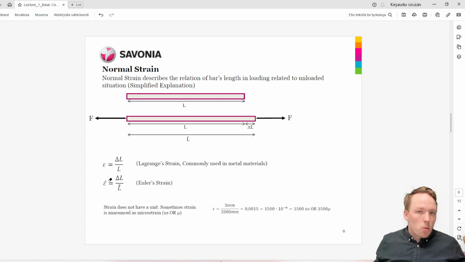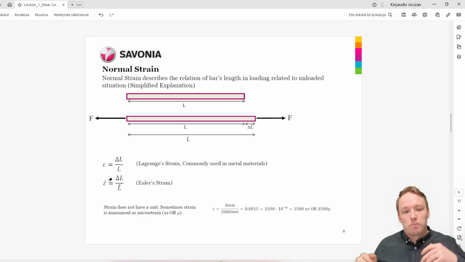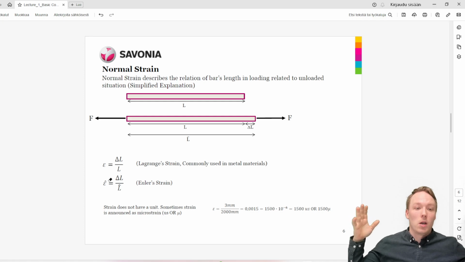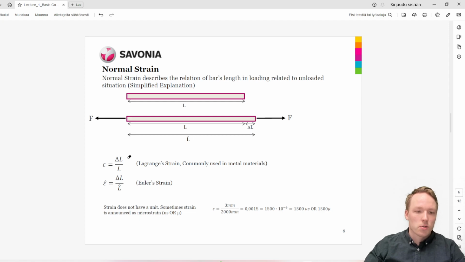The Euler strain, the other way to calculate these things, is mainly used for soft materials, materials like rubbers, for example, which are really soft. So when you apply load, they can get quite a lot longer. The difference between Lagrange strain and Euler strain is that in Euler strain, the change of length is divided by the final length of the material. In this example, the change of the length would still be 3 millimeters, but the total length after the elongation is 2003, so the divider would be 2003. If we calculate 3 millimeters divided by 2003 millimeters, the difference in the strain value would be really small. So in case of steel materials, the result would be pretty much the same.